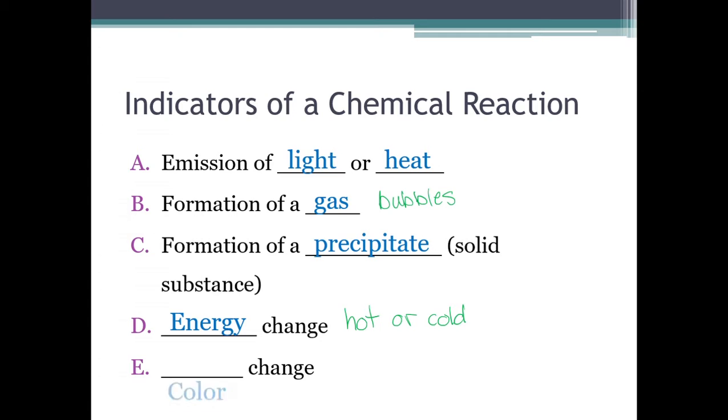And then again, there is color change, but this is unexpected color change. This is not, I mixed red paint and blue paint together and they made purple paint. That's a physical change. That's exactly what your color wheel tells you is going to happen. This is like, I mixed red liquid and blue liquid together and now it's yellow. That's not what you would expect to happen. That's a sign a chemical change has occurred.